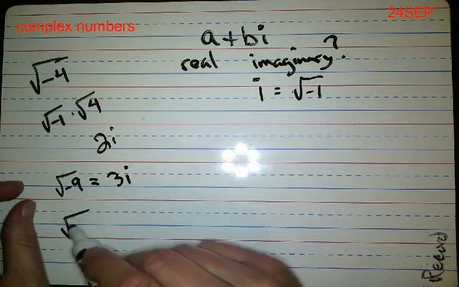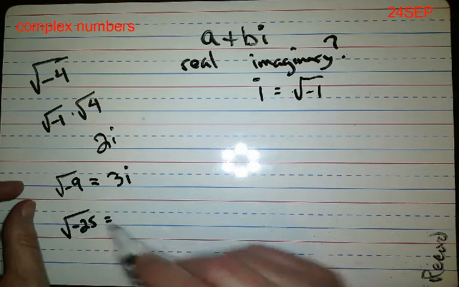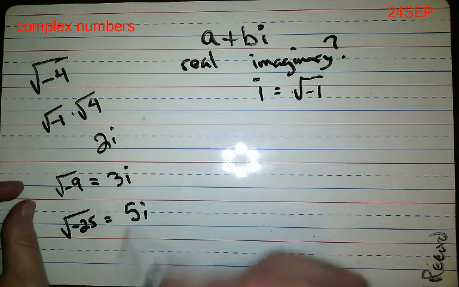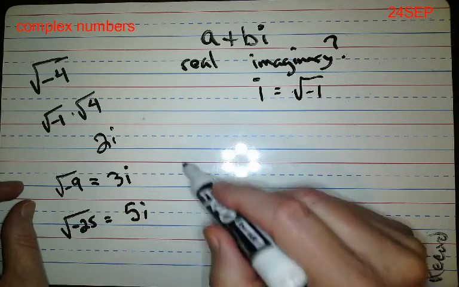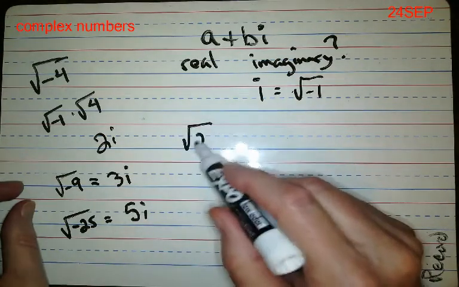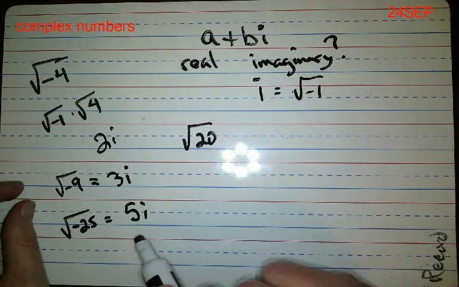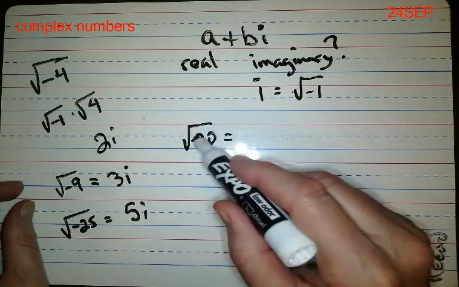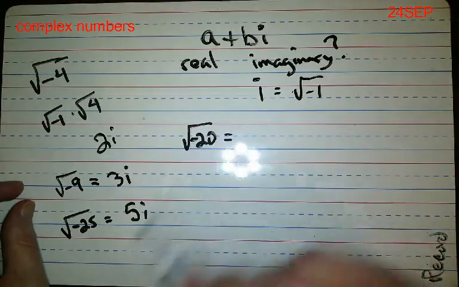And the square root of -25 would be 5i. Hurrah! See how easy that is? Now, what happens if you have a number like this? Well, there's gotta be a negative in there. There we go. -20.